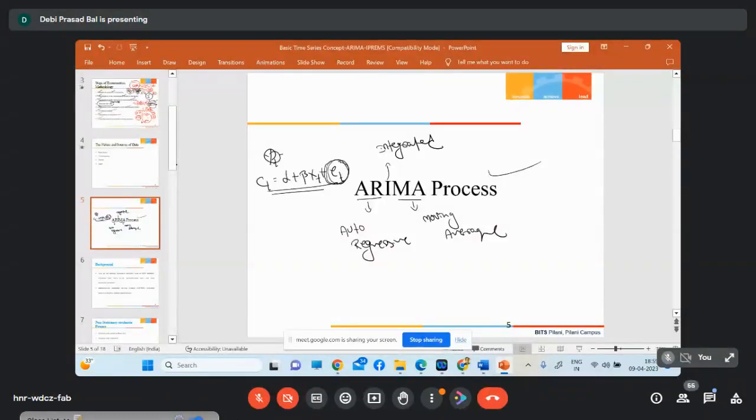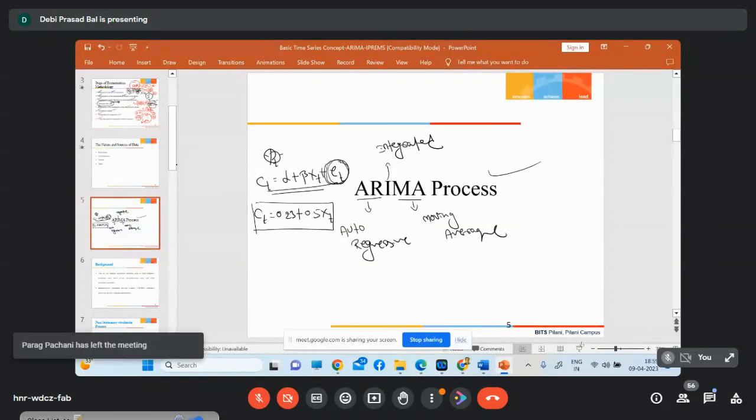So if your Ct is equal to 0.23 plus 0.5 of xt, okay? I have put in numbers, right? Yes, sir. So xt is also time, and my data period is, let's say, 1960 to 2022. What data do I have? I have Ct and Xt. Some data point here, data point here, data point here, up to 2022.